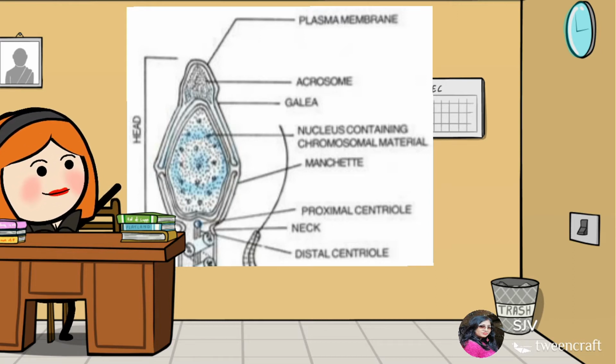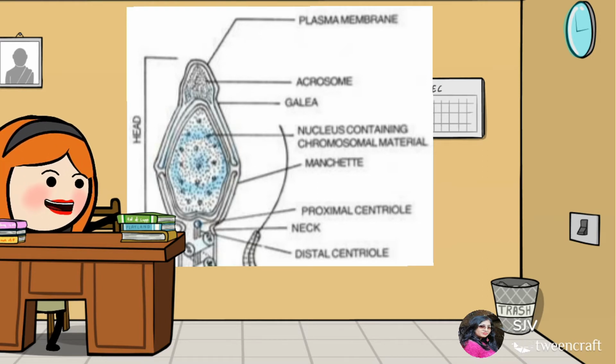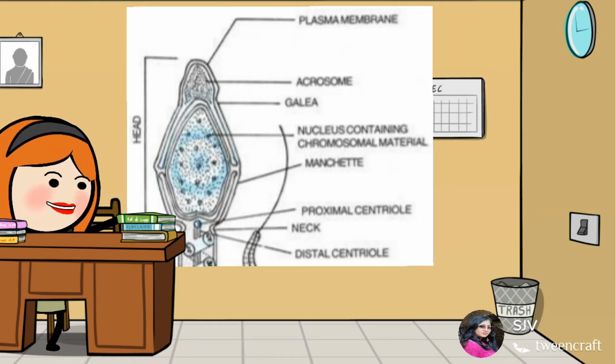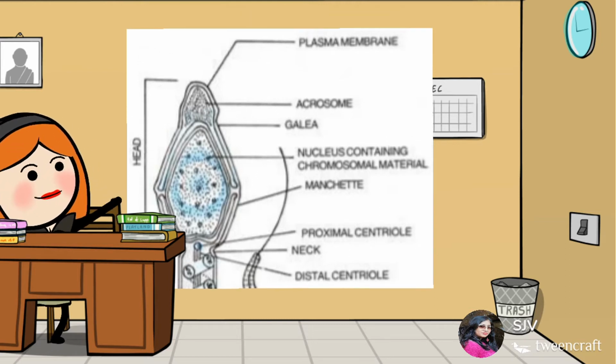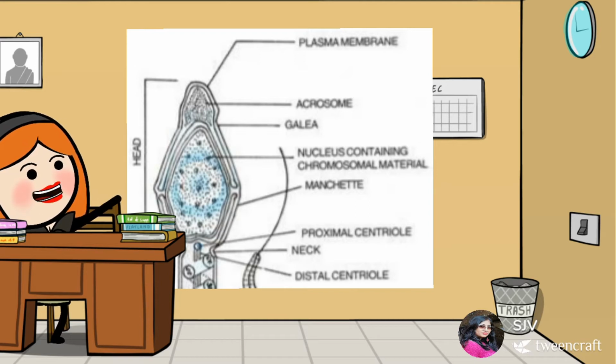picture here. You can also see in the picture here that just beneath the nucleus there are two centrioles present. One centriole is located at the posterior side of the nucleus. Another centriole is present in the neck region. Now, the centriole which is located at the posterior side of the nucleus is called the proximal centriole, and this proximal centriole is responsible for spindle formation during the first zygotic division. Whereas the second centriole is known as the distal centriole, which gives rise to the axial filaments.